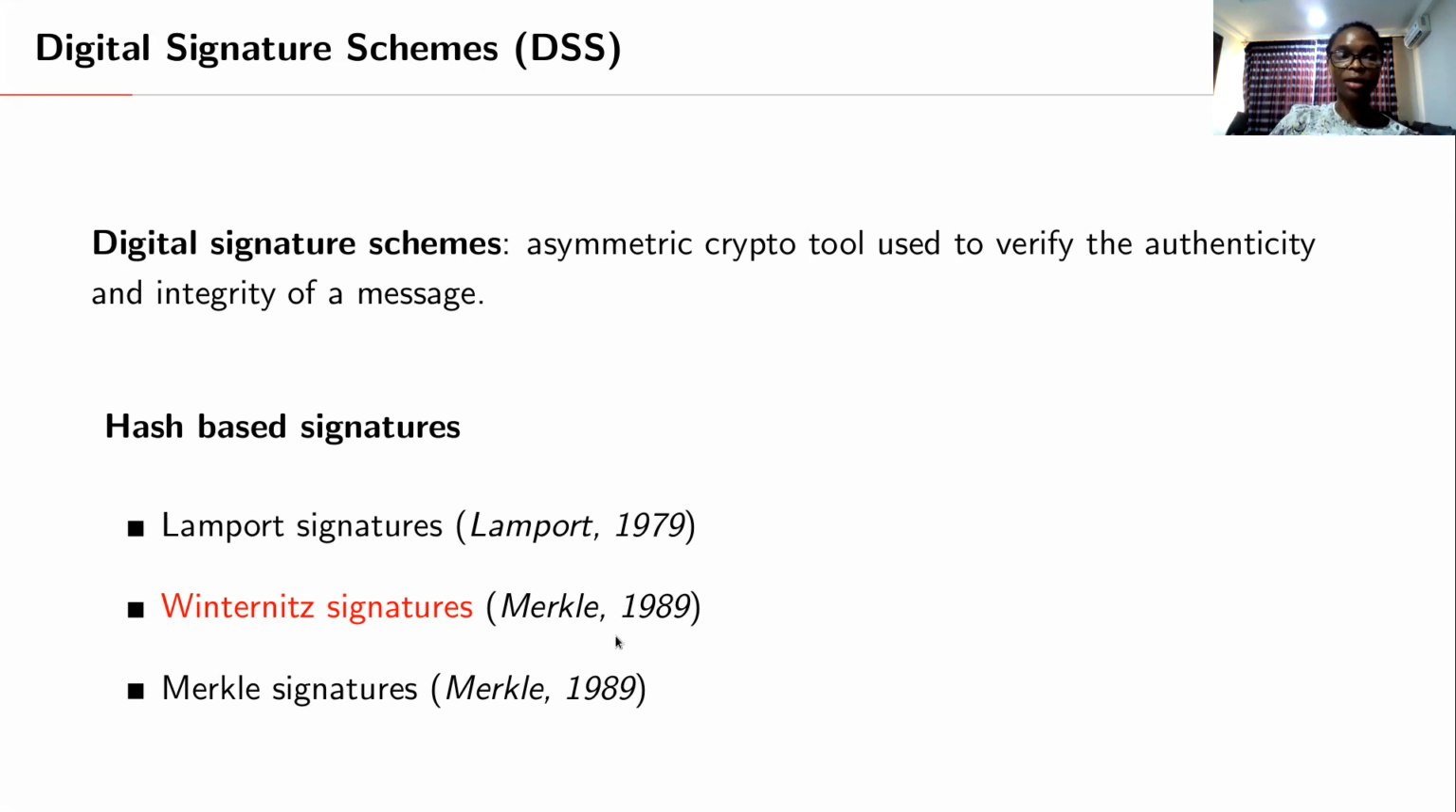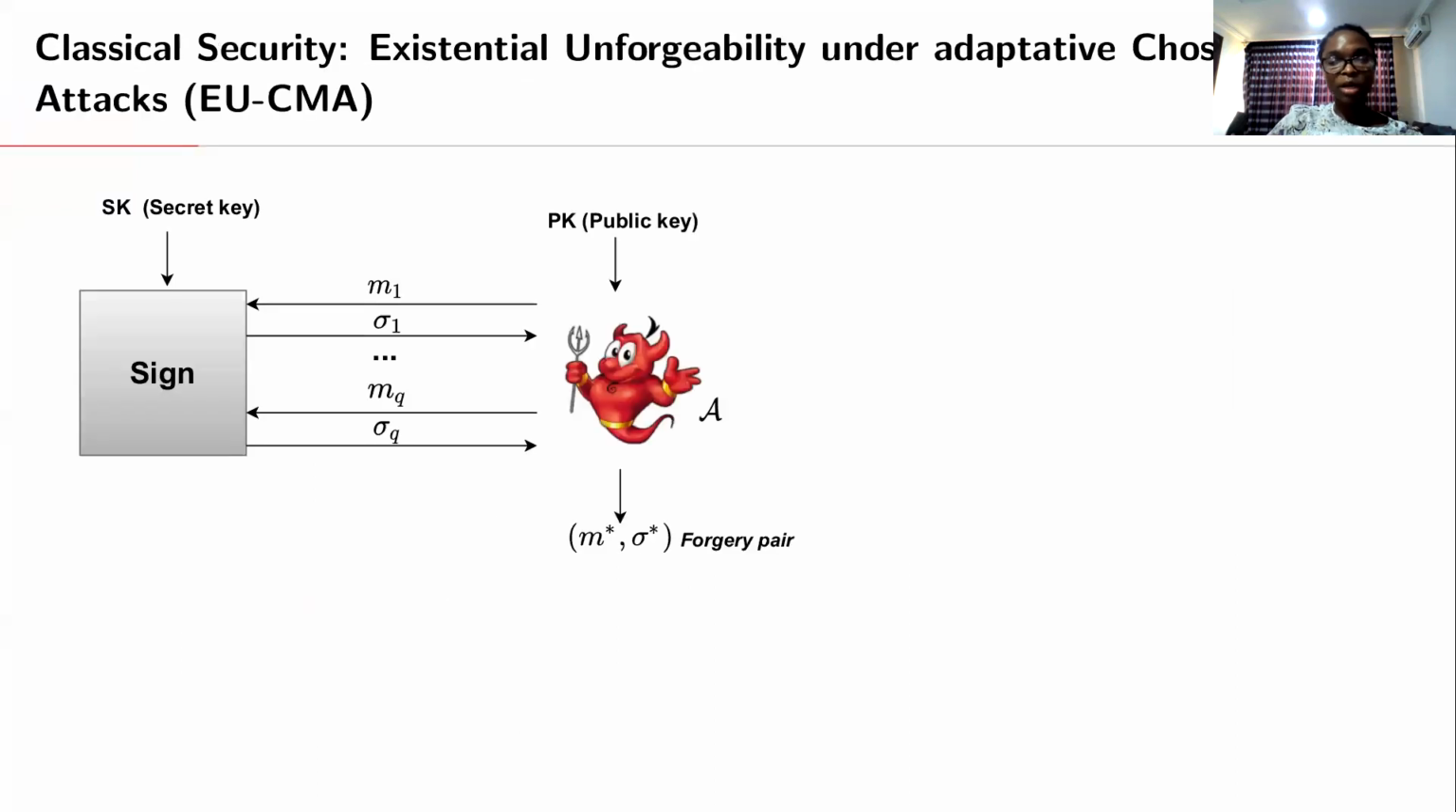Let us now look at the security of digital signature schemes. We start with the standard security notion, which is existential unforgeability under a chosen message attack, whereby an adversary with a public key chooses some messages of his choice and supplies them to the signer, who signs them and sends back the signature for each message. He can do that for a plausible number of messages and receive the signatures.